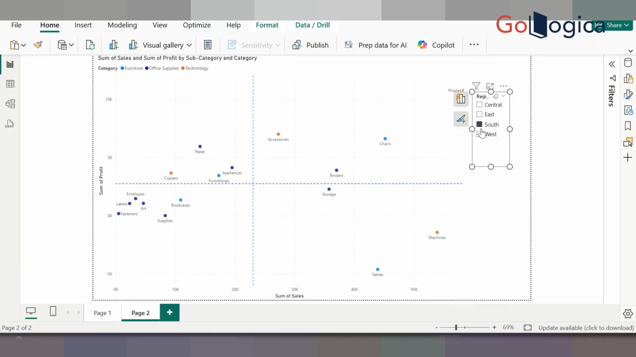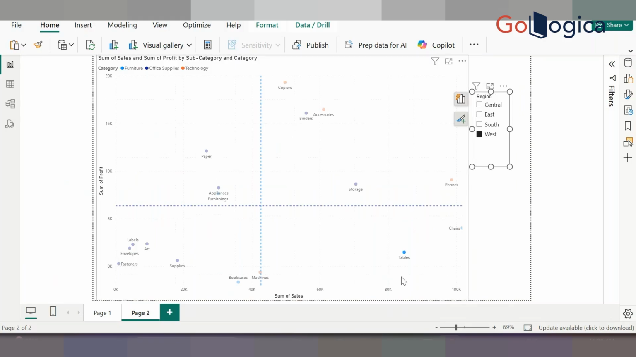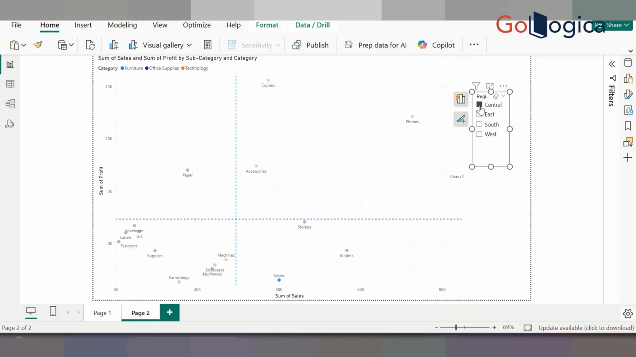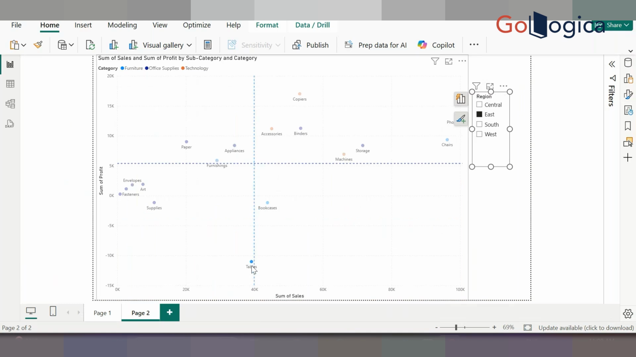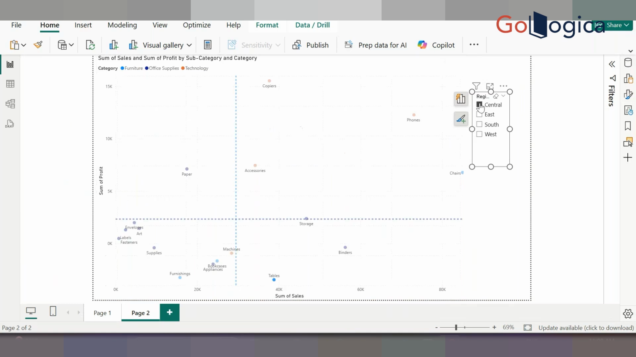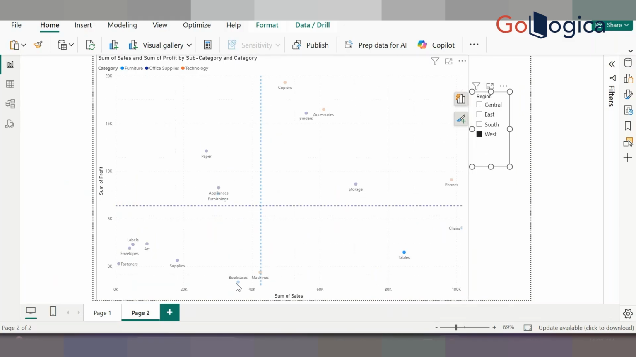When it comes to our tables, we can have a look at the table here. It's a big negative value here. In the West region, what is happening? Still negative. In the Central region, the tables are still at the bottom. In the East region, the tables are still at the bottom. So that means in all the regions the tables are at the bottom, below zero, a negative in all regions. Only in the West region is it slightly positive.